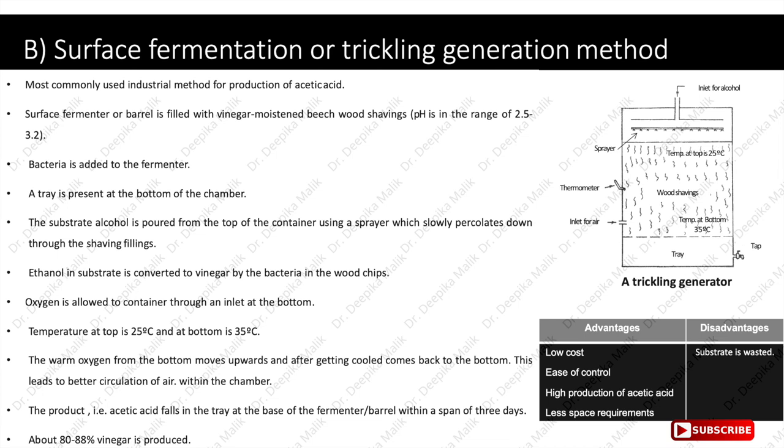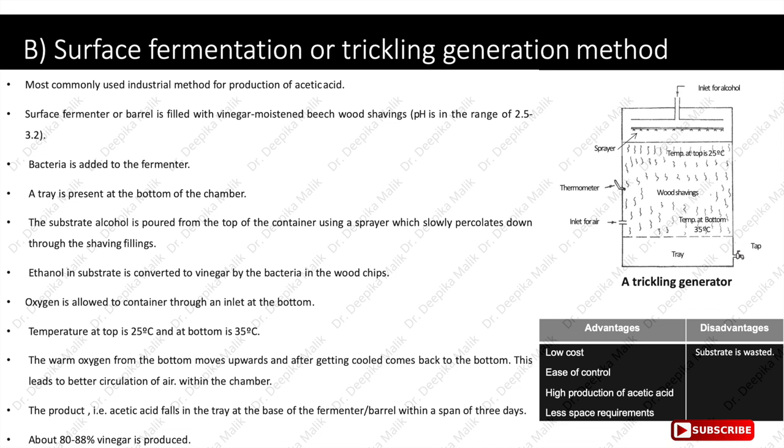The second method is surface fermentation or trickling generator method. It is the most commonly used industrial method for production of acetic acid. The surface fermenter or barrel is filled with vinegar-moistened beech wood shavings. The pH is in the range of 2.5 to 3.2. A diagram of a trickling generator is shown on the given slide. The bacteria is added to the fermenter now.